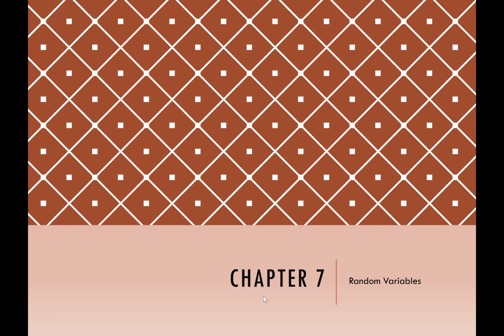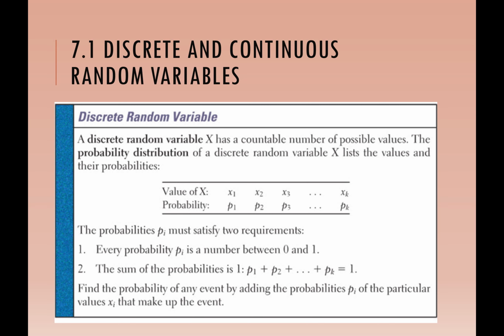Welcome to our first video on Chapter 7. This video will be discussing random variables. So we have two types of random variables we're going to be talking about, discrete and continuous.